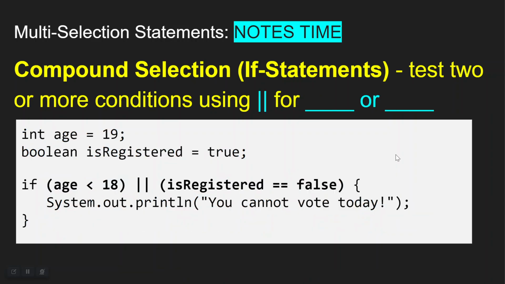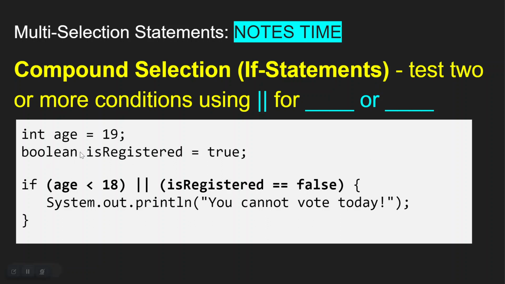We also can use what are called ors. To use an or, we have to use the up and down lines. Now, these are found on your keyboard above the enter key. It's the same as the backslash key, so if you hit shift and then that key, you're going to get that up and down line. If you put two of them back to back, then that means or in Java. So one thing or another thing.